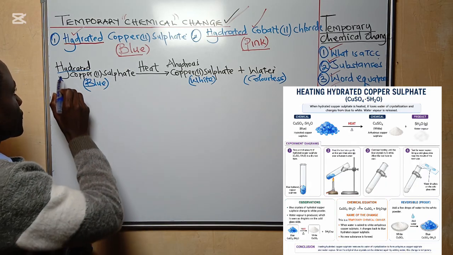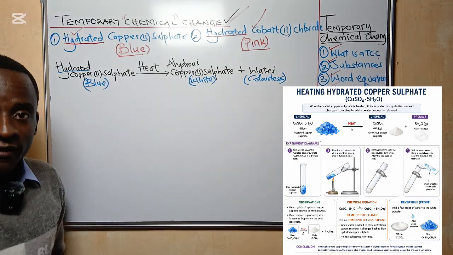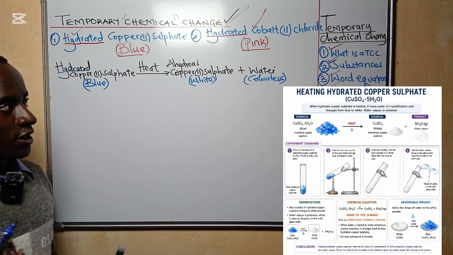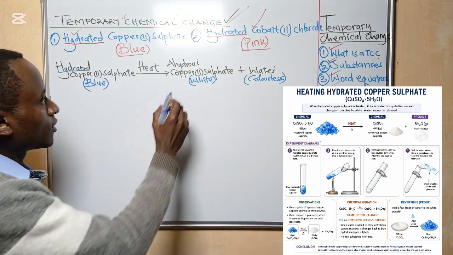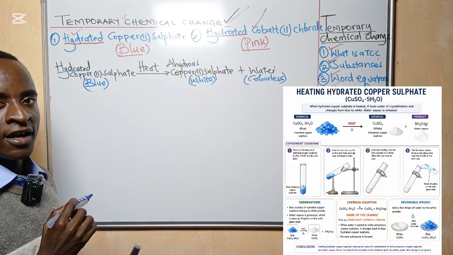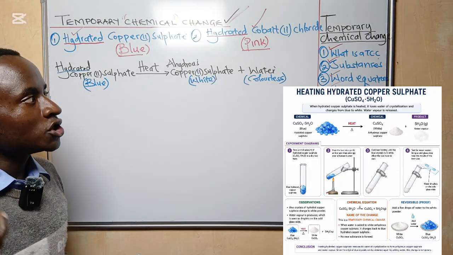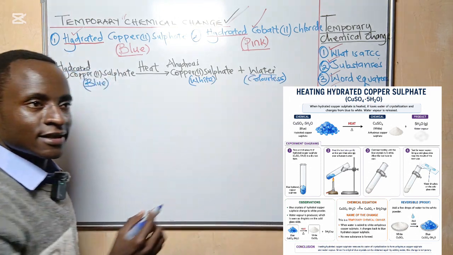Now look here. If we heat hydrated copper 2 sulfate, it loses water. As it loses water, it forms a white powder. And the name of this white powder is anhydrous copper 2 sulfate. Then the water that was lost during heating is collected as a colorless liquid.